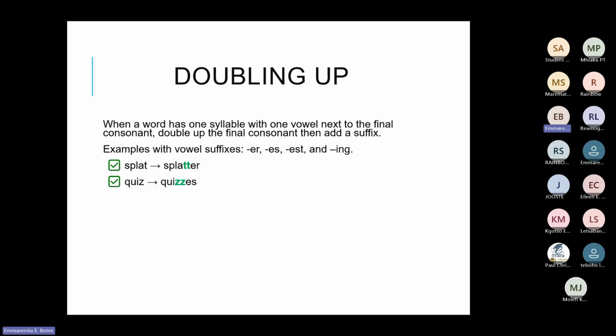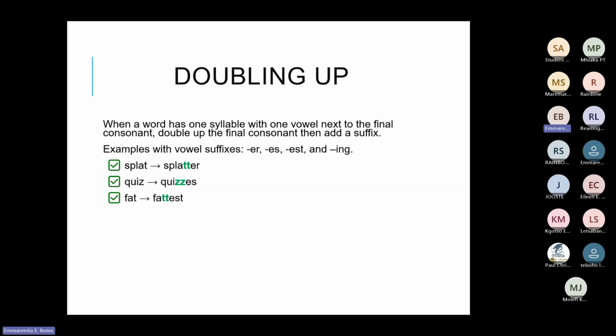So you first double it, like in quiz. Again, we see the one vowel, which is I, before the Z. So that's before the final consonant. Now you have to double the final consonant, Z. Then it's two Z's, you've doubled it, and you've added the suffix ES.